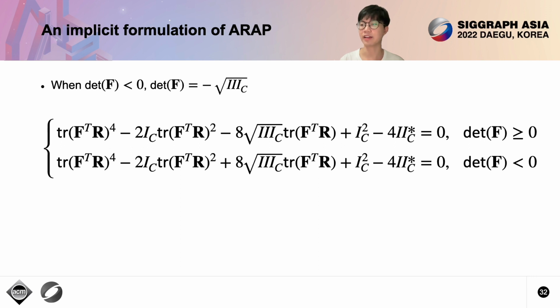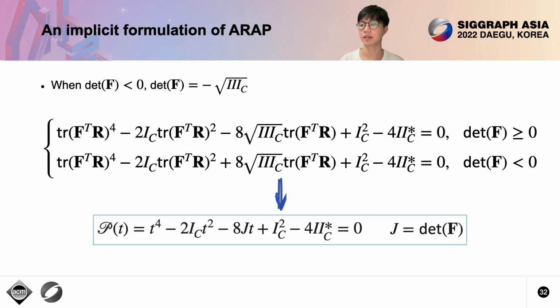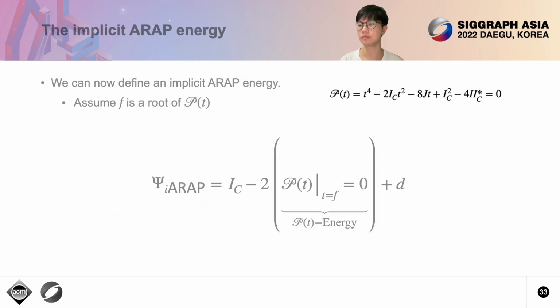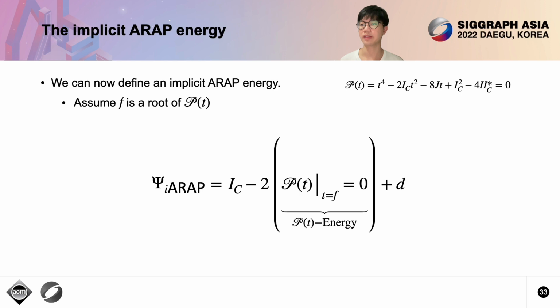We will need to use another Cauchy equation for the flipped elements, but we can simplify it into one equation using J, the determinant of the deformation gradient. And finally, we can now define our implicit ARAP energy. The trace term is one root of the polynomial.